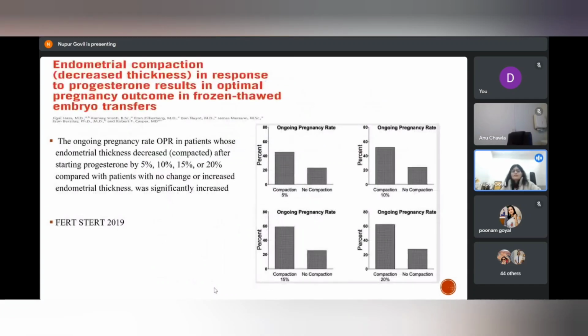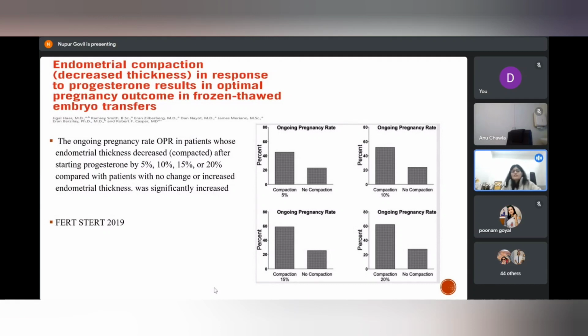This is a recent concept which has come, endometrial compaction. These authors, Haas et al., predicted that if on the day of embryo transfer endometrial compaction is present, that is the shrinking of the endometrium, then it is associated with a higher pregnancy rate. So they said that the more the compaction, the more the chances of pregnancy.